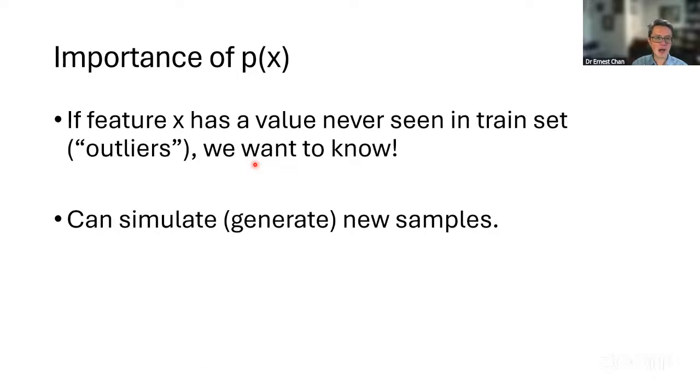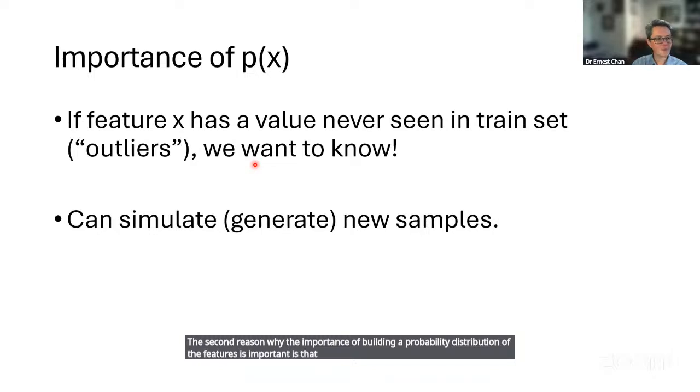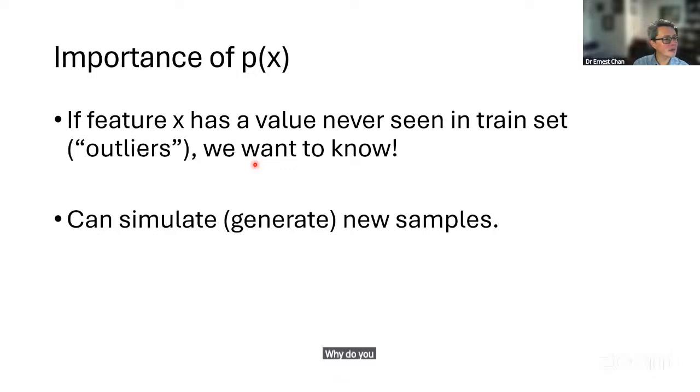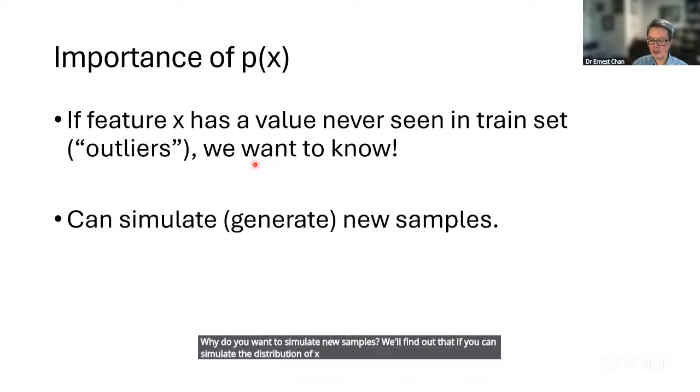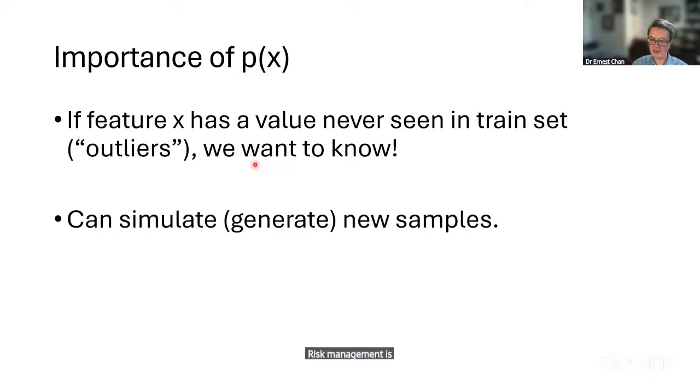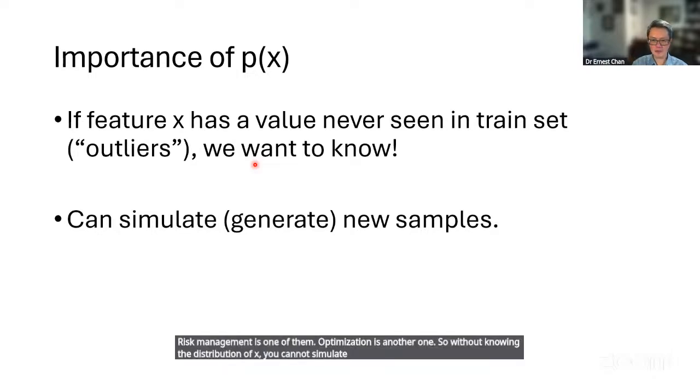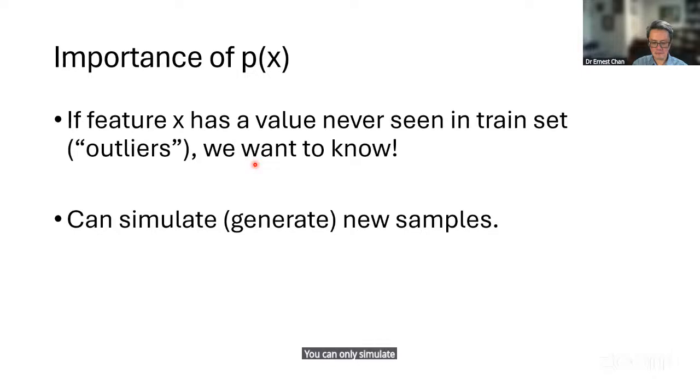The second reason why building a probability distribution of the features is important is that you want to be able to simulate new samples. Why do you want to simulate new samples? We'll find out that if you can simulate the distribution of X, you can use it for a lot of downstream uses. Risk management is one of them. Optimization is another one, right? Without knowing the distribution of X, you cannot simulate new samples. You can only simulate the label Y, but that is meaningless, because Y is all about prediction.